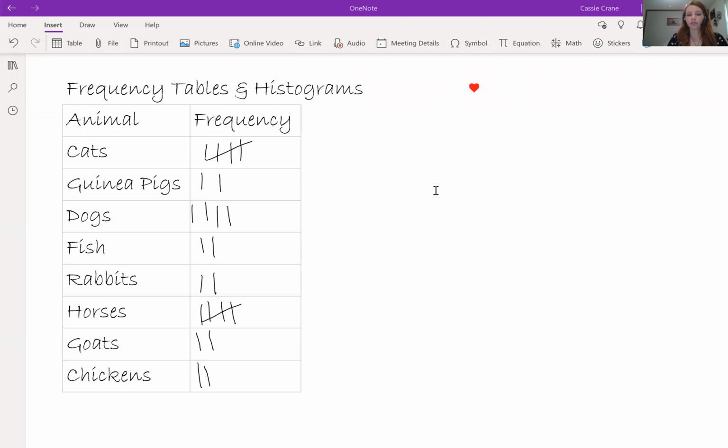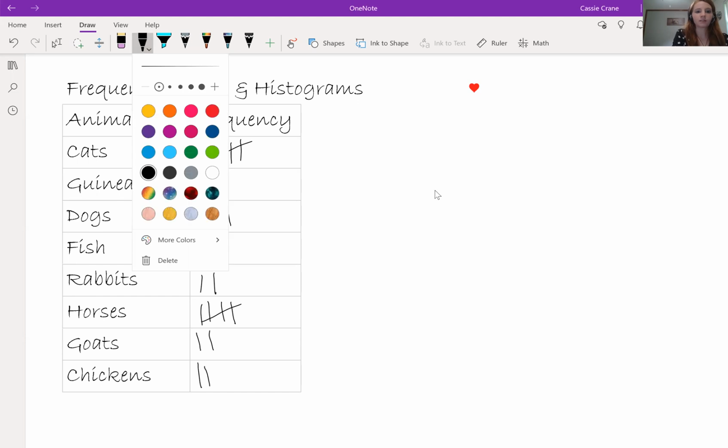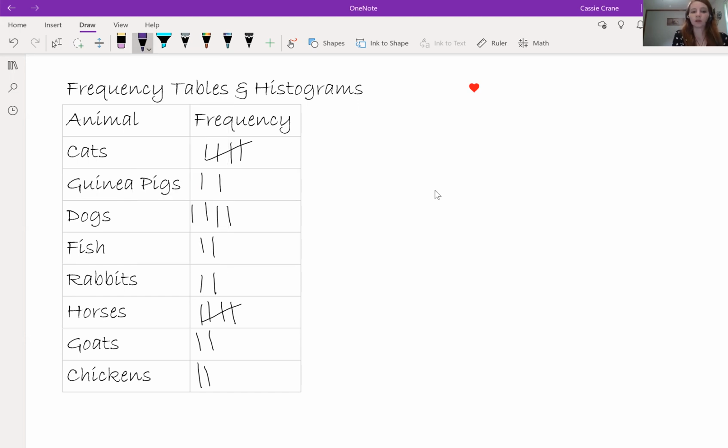You can look at it with tally marks, or you can count your tally marks when you're done and write the actual numbers. Okay, so if we wanted to, we could also go back and say the numbers out beside it. So if we count our tally marks for cats, we have 5. 2 people like guinea pigs the best. 4 people like the dogs. 2 like fish. 2 like rabbits. 5 like horses. 2 like goats, and 2 like chickens.